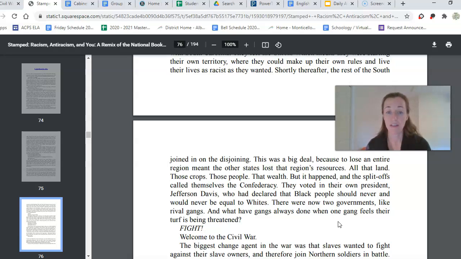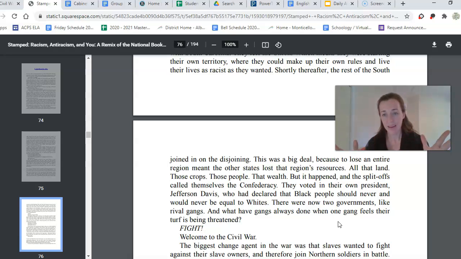They voted in their own president, Jefferson Davis, who had declared that black people should never and would never be equal to whites. There were now two governments like rival gangs, and what have gangs always done when one gang feels their turf is being threatened? Fight. Welcome to the Civil War.